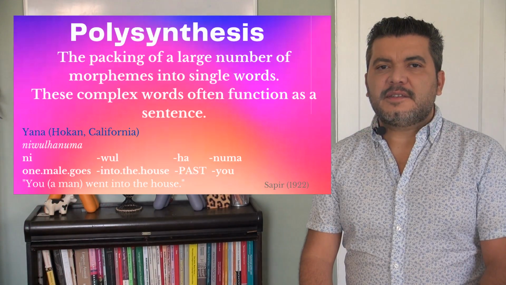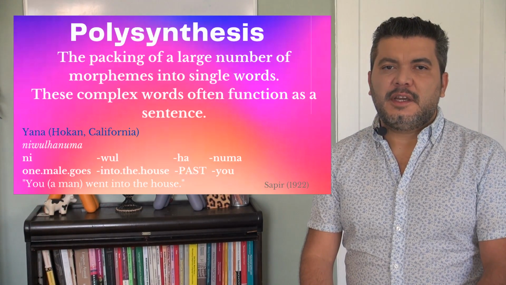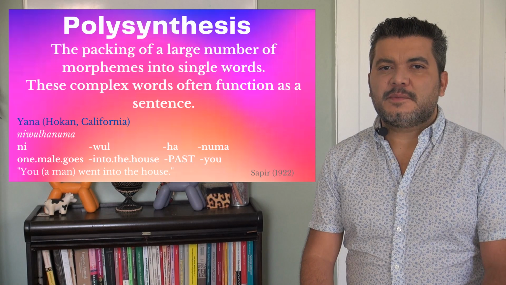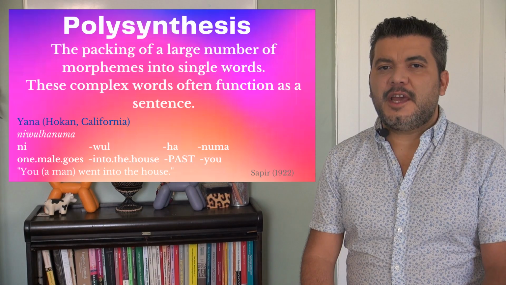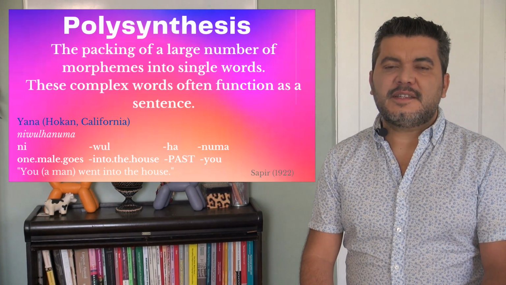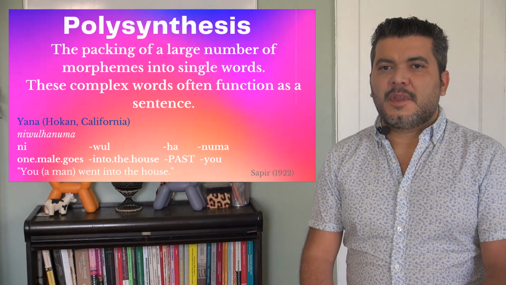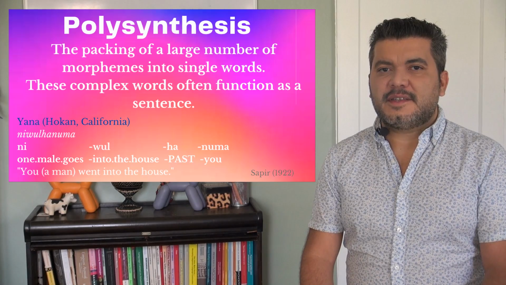We may find extensive word building in English and the other languages. For example, this English word: anti-disestablishmentarianism. But these complex words in English refer to one entity, whereas in polysynthetic languages, complex words with multiple morphemes are equivalent to an entire sentence.